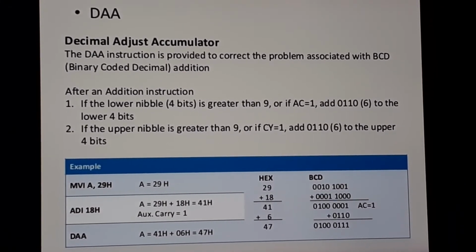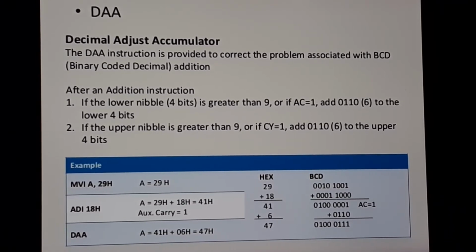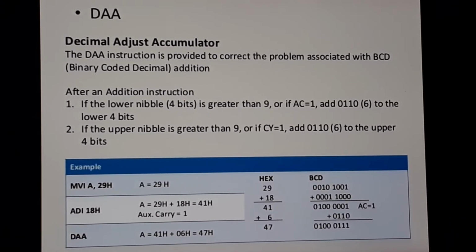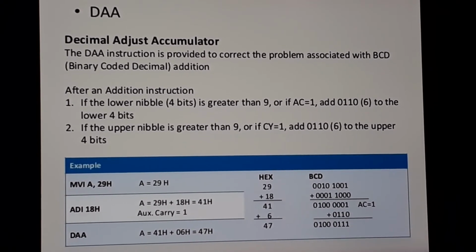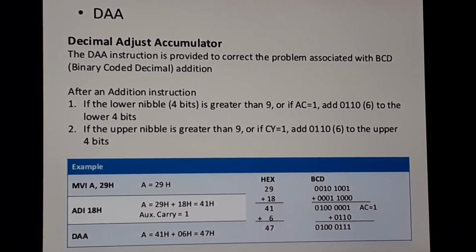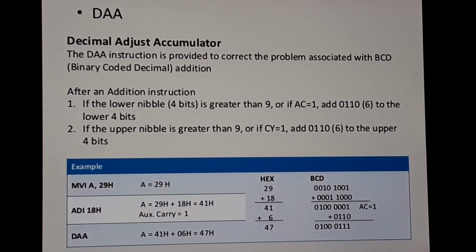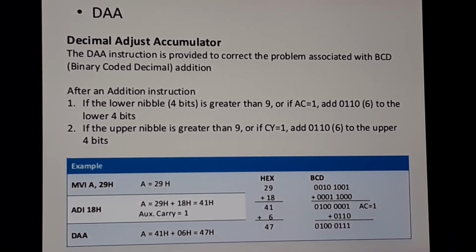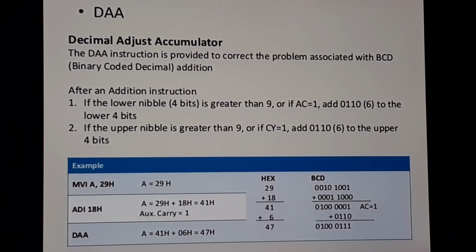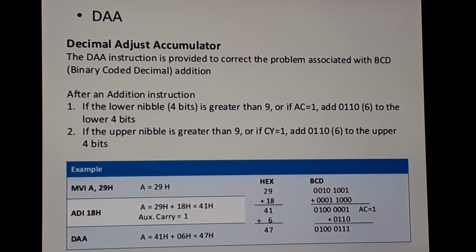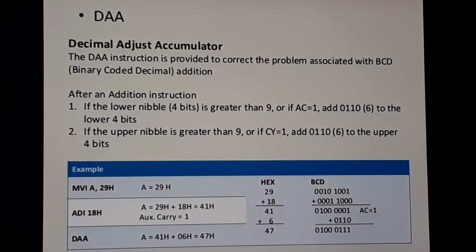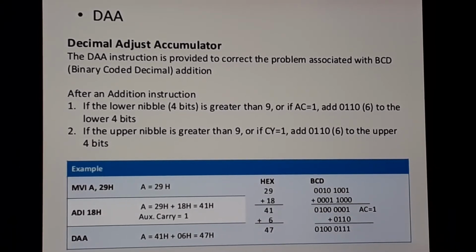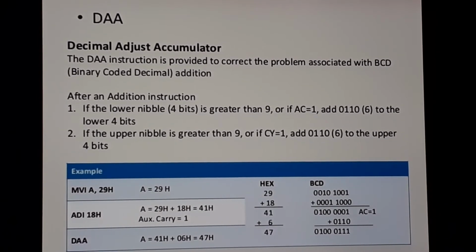Then we have more explanation in this particular instruction that you need to study. The full form is decimal adjust accumulator. The explanation starts from here. The DAA instruction is provided to correct the problem associated with BCD addition. BCD stands for binary coded decimal. That means we use this instruction because sometimes when we add two BCD numbers, we get a different answer other than the normal addition answer, correct?